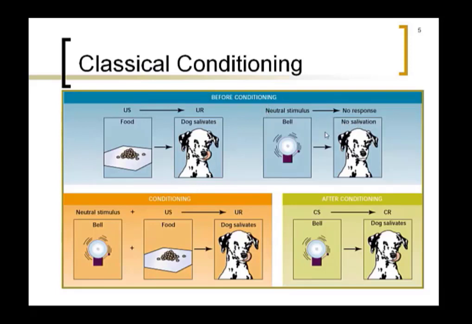Okay? Now what's going to happen here is we're going to pair the bell and the food over and over again. Note that almost in every situation you have to do this pairing several times. I'll come back to where this could potentially happen once in just a second. But almost always you have to pair these several times. So ring the bell, give the food. Ring the bell, give the food. Ring the bell, give the food. This is the conditioning process.